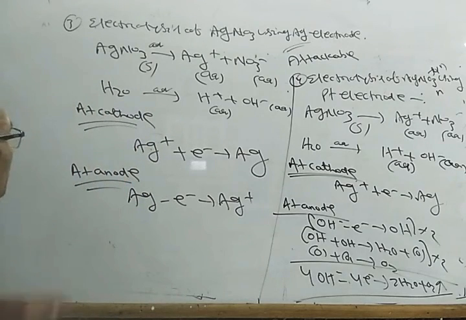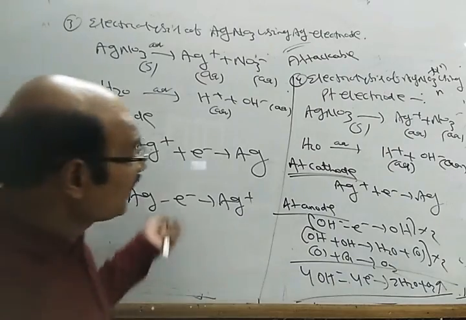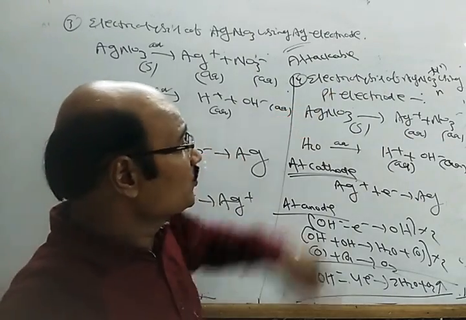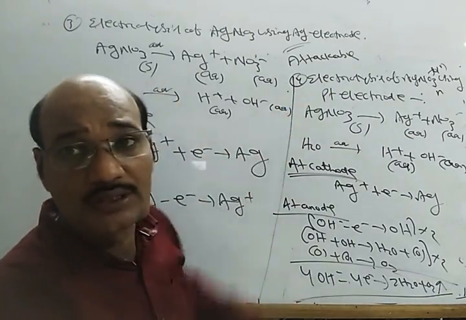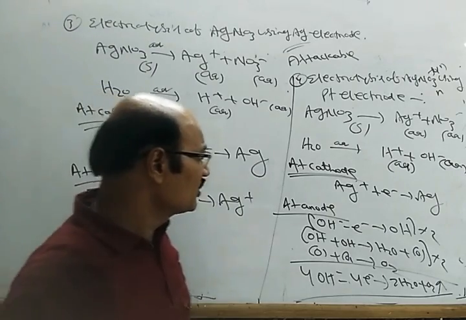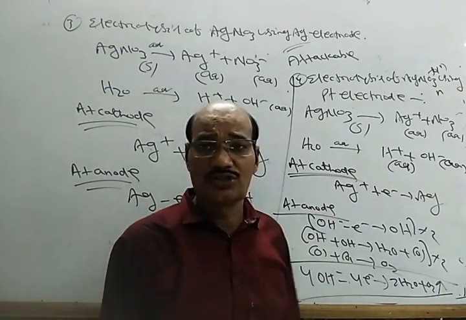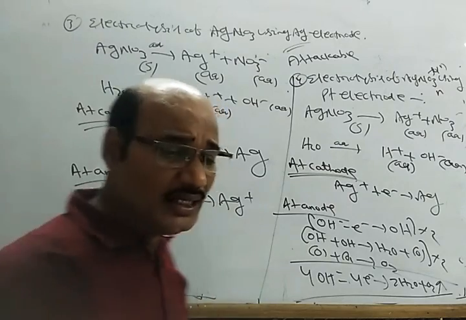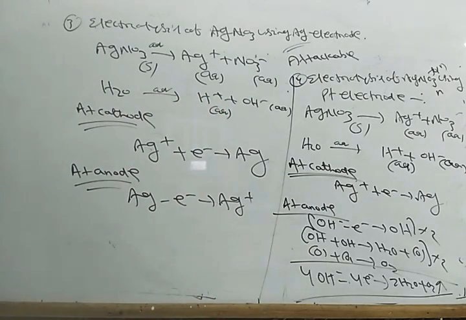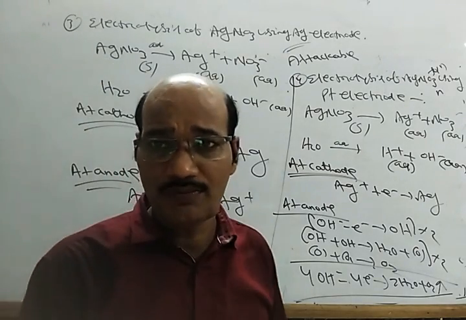So the electrolysis of silver nitrate is carried out using silver electrodes, and we get silver at the cathode and Ag+ at the anode. But when we do the same thing using inert electrodes, like platinum electrode, we get silver at the cathode, but at the anode oxygen gas is liberated. Similarly, many other electrolyses you can also carry out. Okay, thank you.